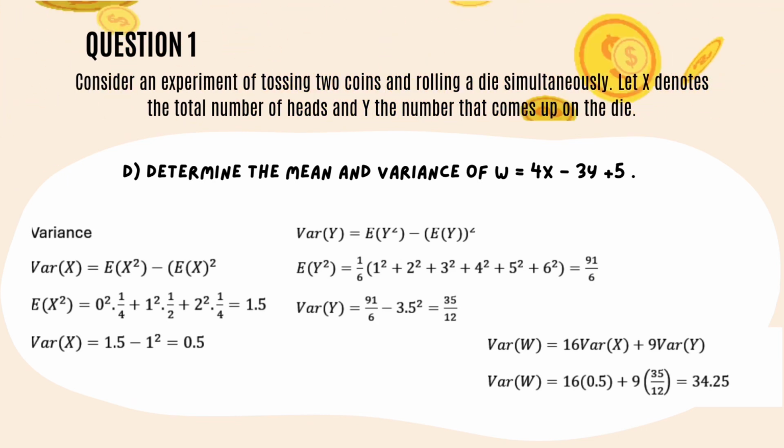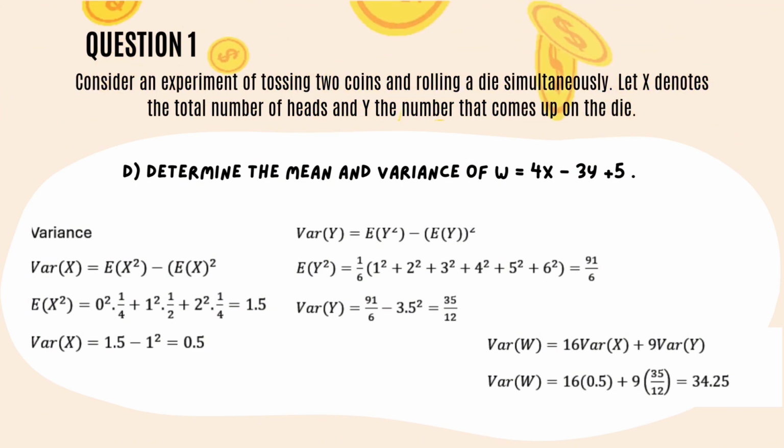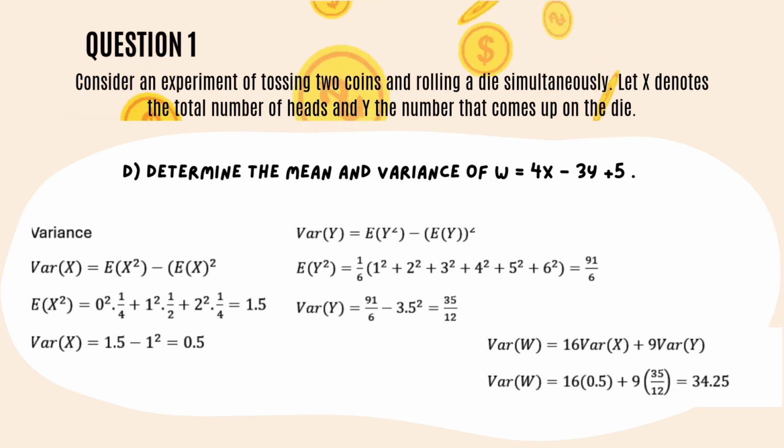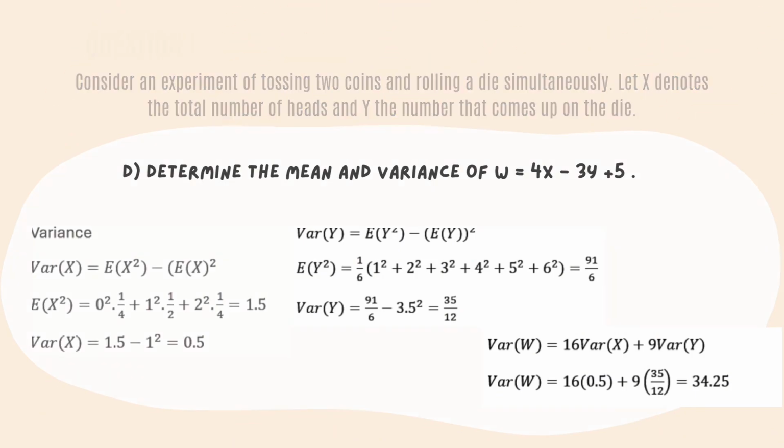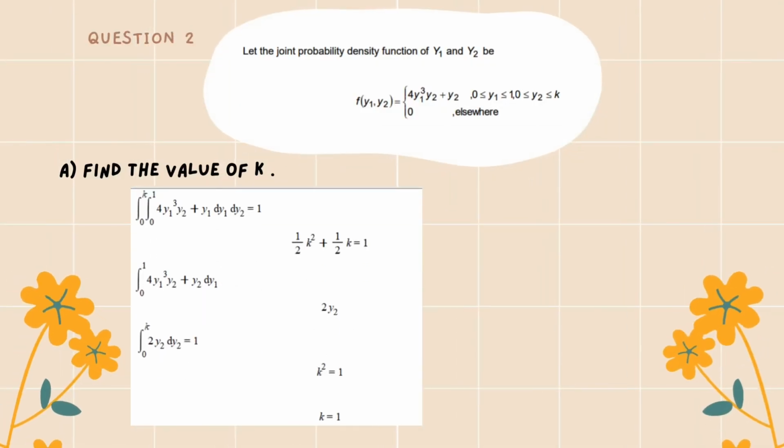So to find out w, which is equal to 16x plus 9y, we are going to substitute the values of x and y. So it's going to be 16 multiplied by 0.5 plus 9 multiplied by 35 over 12, which is equal to 34.25. Next, I'm going to explain question 2.